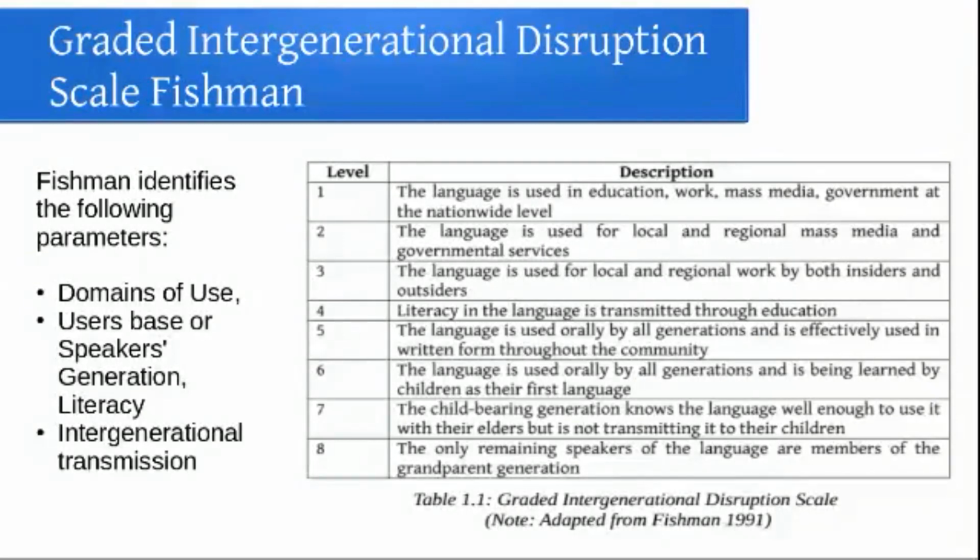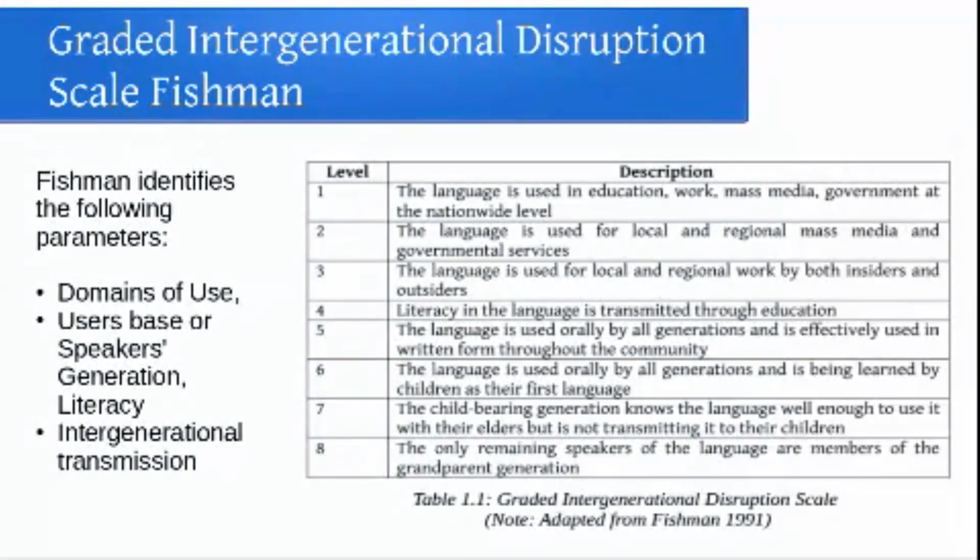Okay. Since the screen is clear, level 1 languages are completely safe, and level 8 languages are languages in great danger. He doesn't give any labels to them. Level 8 languages are those where only a few speakers remain and there is no intergenerational transmission. The speakers belong to the grandparents' generation. There is no new addition to the language, no young speakers learning it.